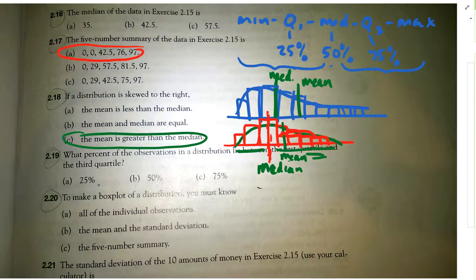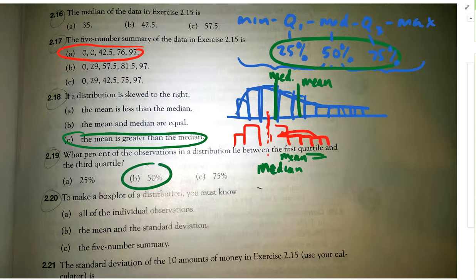219. What percent of observations in a distribution lie between the first quartile and the third quartile? Well, up here, the first quartile and the third quartile is 50% of the data.